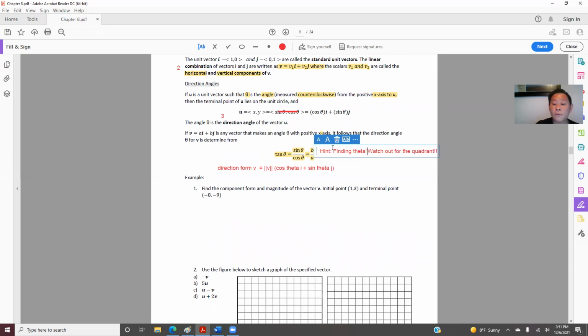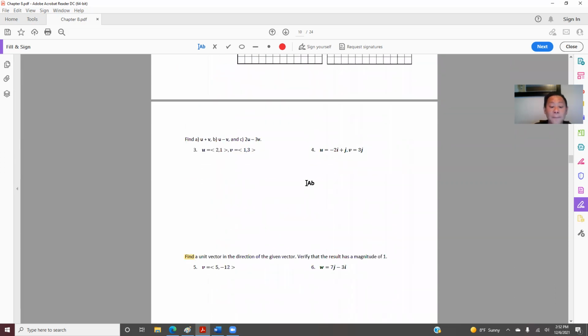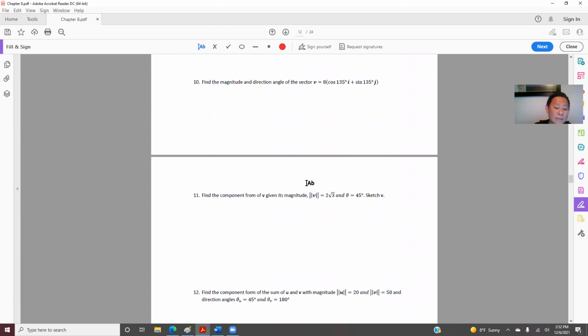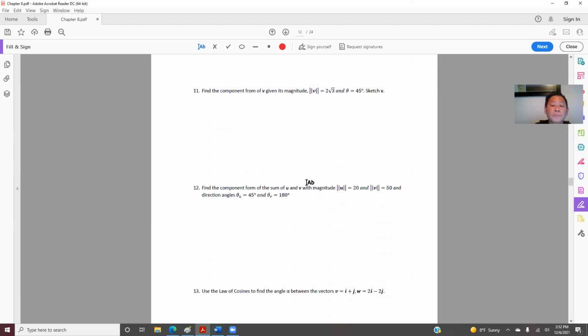Okay. Watch out for the quadrant. This is where a lot of students get it wrong on my test. They know how to find the magnitude, but the theta is the one that messes them up. So let's take a look at some questions here.